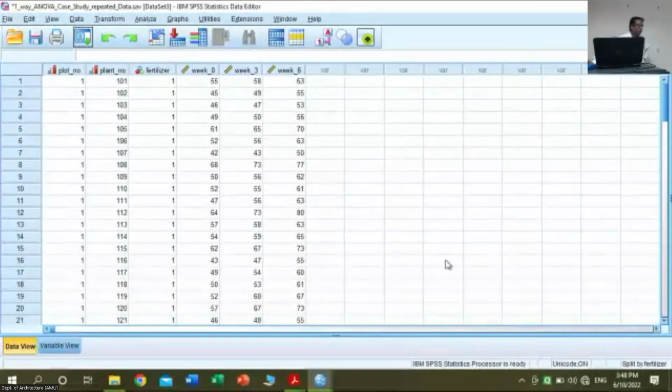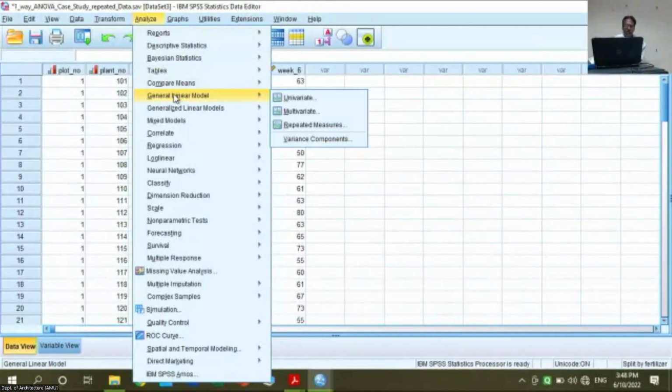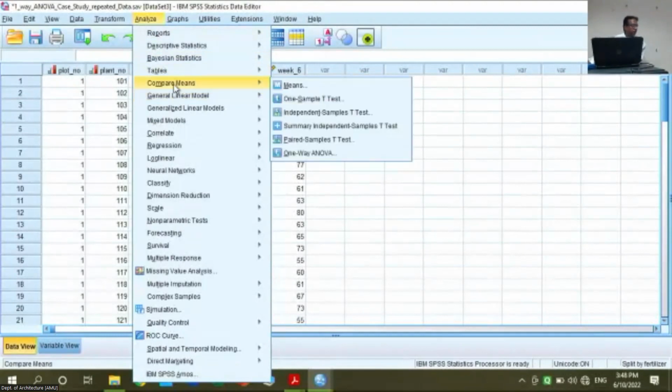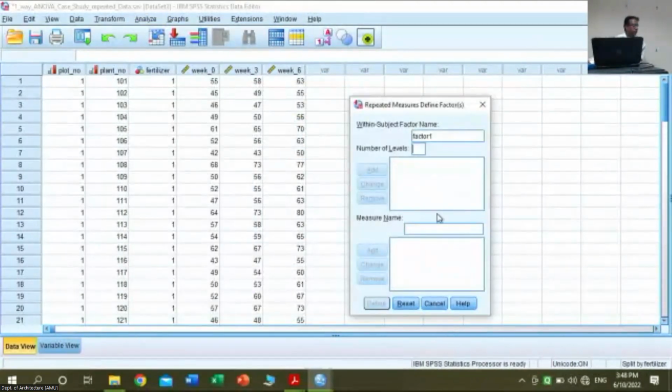See here, the command will be a little bit different from the one way ANOVA. So the command is Analyze, then General Linear Model, instead of Compare Means we'll now select General Linear Model, and here Repeated Measures. Now the within-subject factor is time, with respect to time we want to compare the mean weight of the plant.